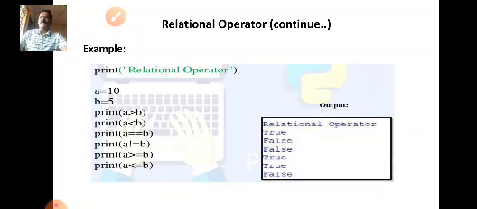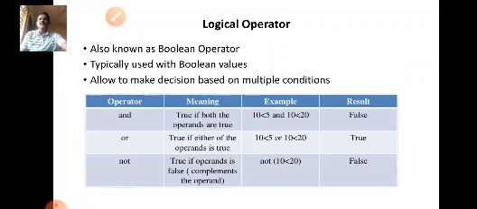Here is an example for relational operators. A is assigned 10 and B is assigned 5. A greater than B, true, 10 is greater than 5. A less than B, false. A is equal to B, false. A not equal to B, true. A greater than or equal to B, true. A less than or equal to B is false. This is a relational operator example.